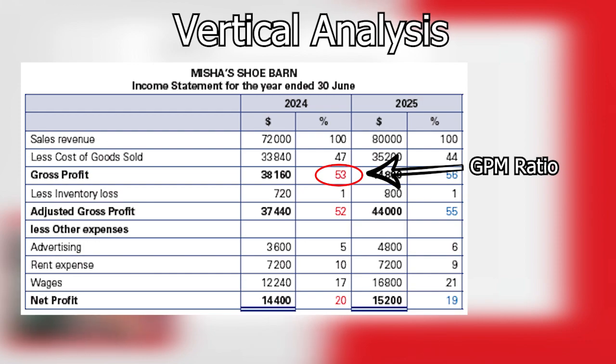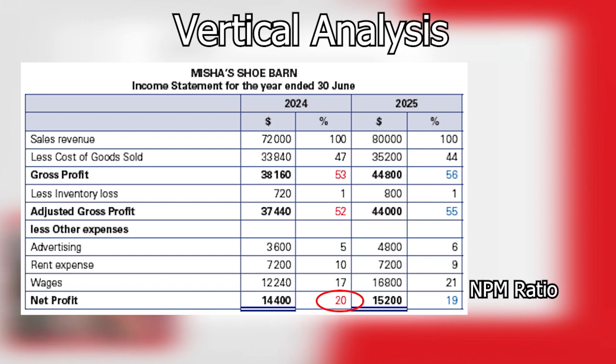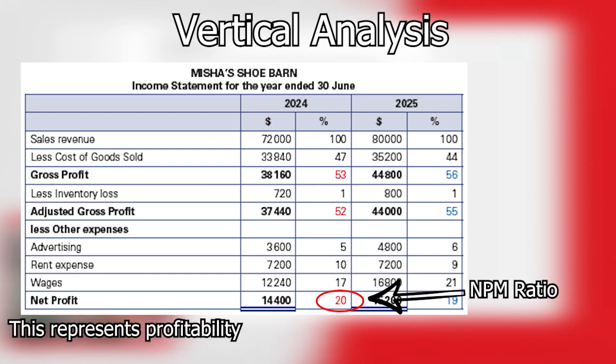Meanwhile, if you go down all the way to the bottom, net profit is 20%. That means our net profit margin is 20%. This is another way to represent that profitability. Now, you can also use this to determine our proportion of expenses, and this can help with expense control.